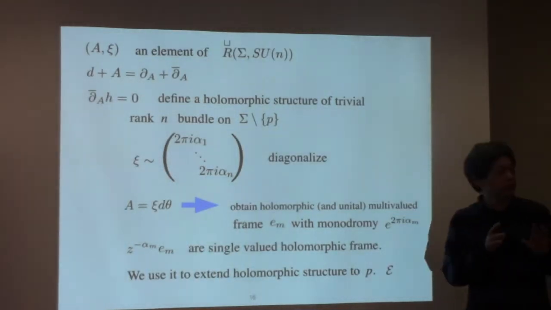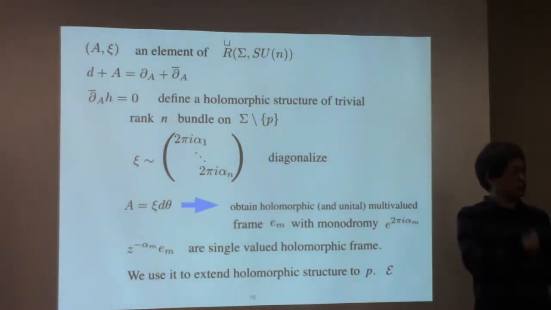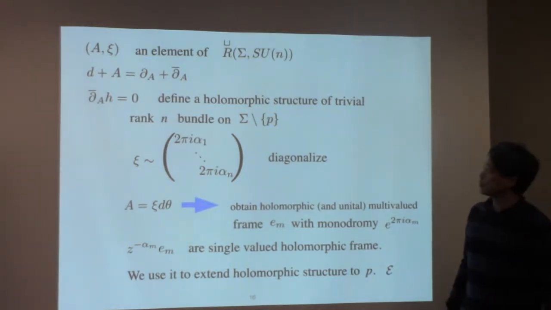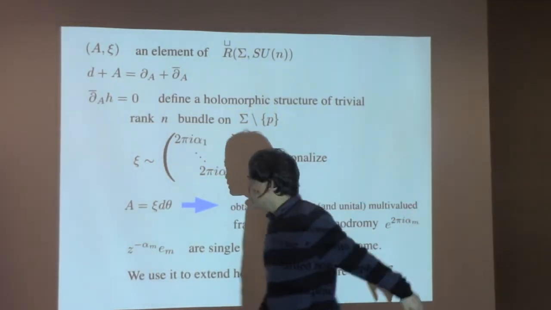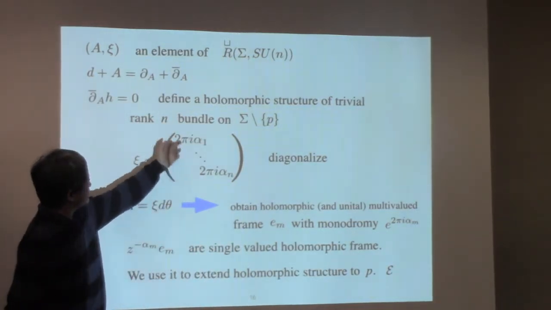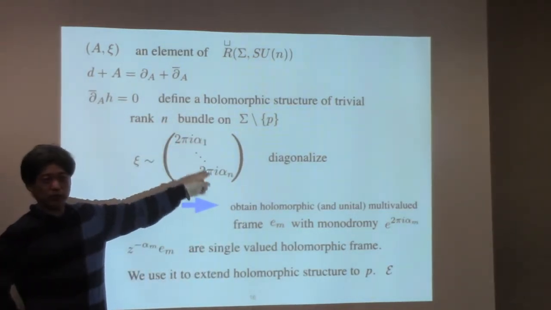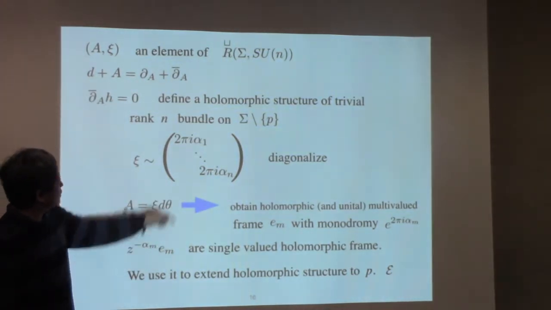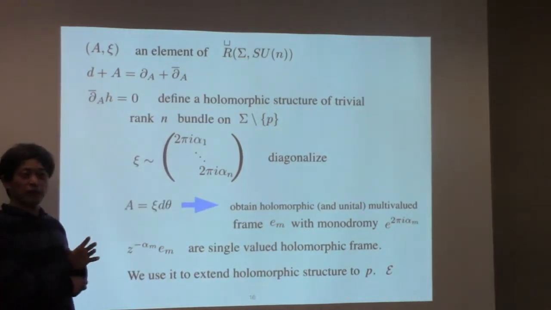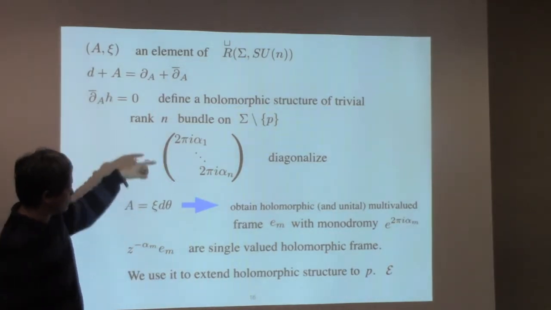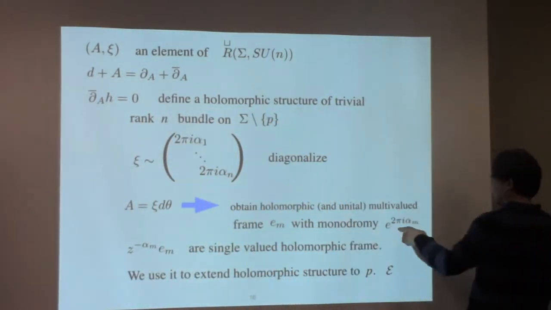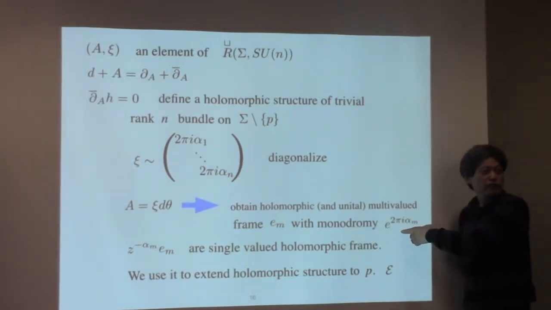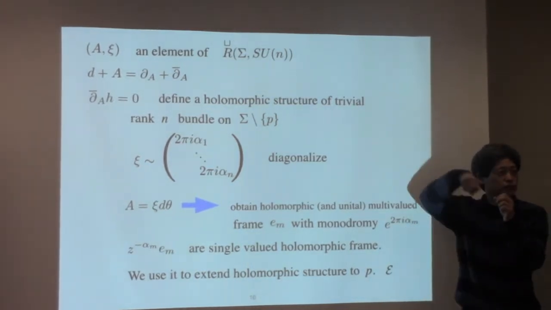But then we want to extend this holomorphic structure to the point P. And the way to do it, we use this Xi. This Xi, the monodromy, you can diagonalize. So you have some basis, in which it is a diagonal matrix. Then you use the connection A, Xi d theta. Then this e_1 to e_n gives you multi-valued flat sections. If you rotate once, then this frame has this monodromy, e^{2 pi i alpha_1}, up to e^{2 pi i alpha_n}. So you have some multi-valued framings.